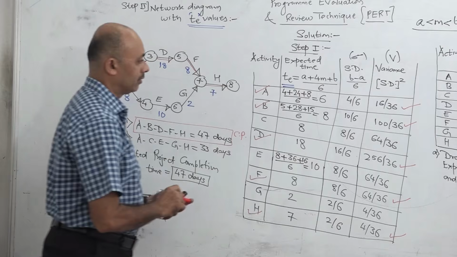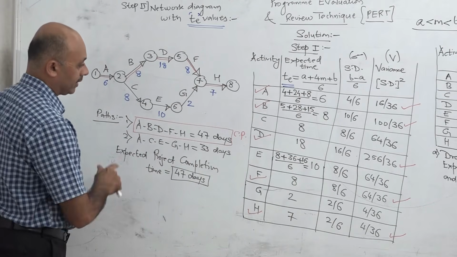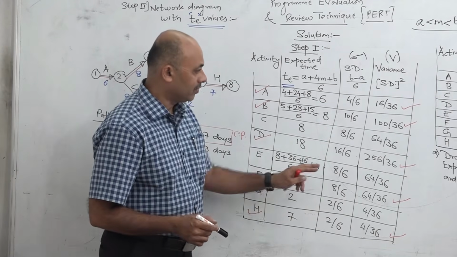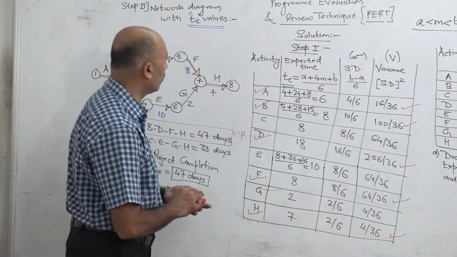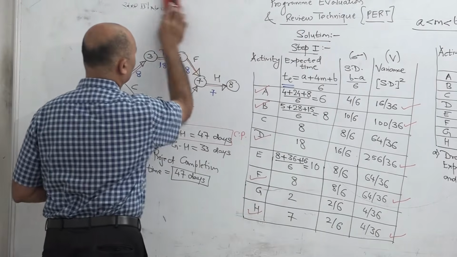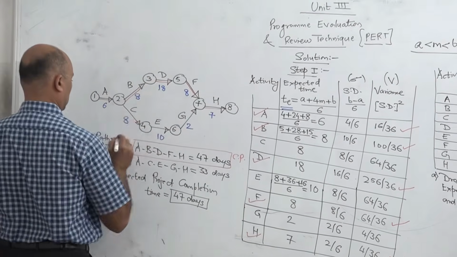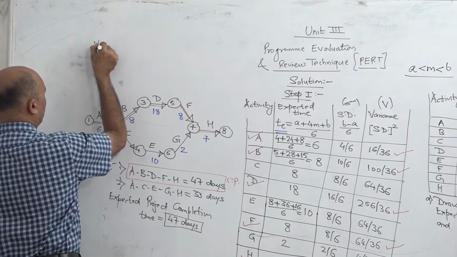Now we will calculate first the variance and then the SD. You should remember that when we are doing calculation for the critical path for variance and standard deviation, the first calculation is always for variance and the second calculation is for standard deviation. So this was answer number 1, the critical path. Next is the variance of the project.